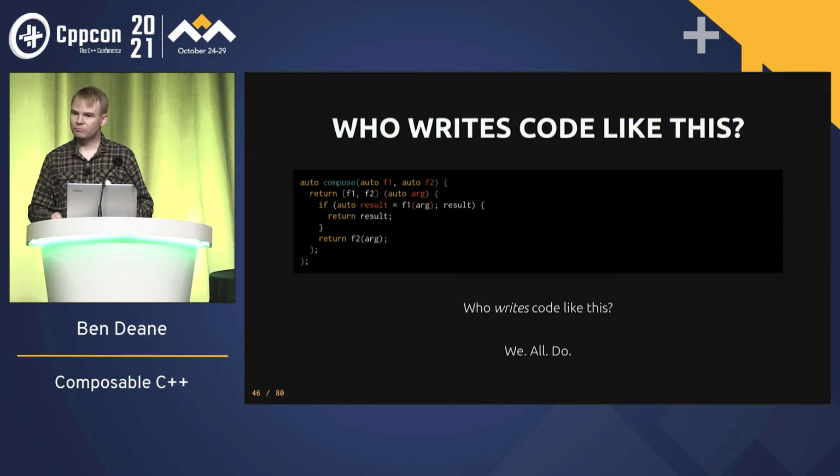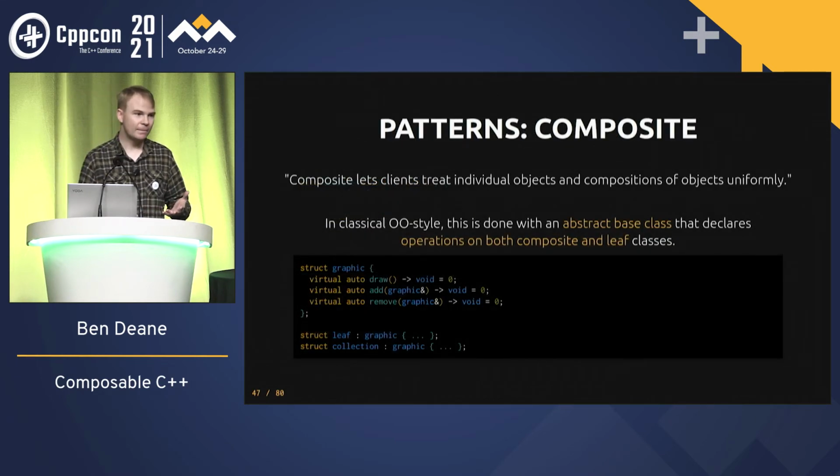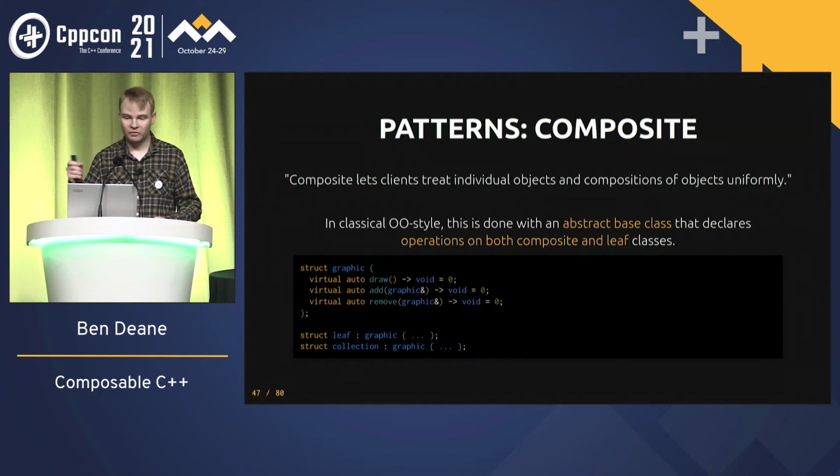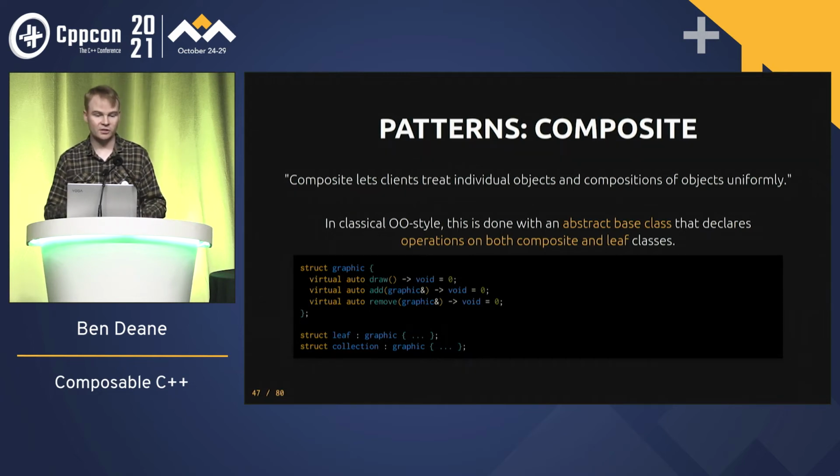So talking of objects and patterns, the poster child for composable patterns is, strangely enough, composite. And in the Gang of Four book, this is what it says: composite lets clients treat individual objects and compositions of objects uniformly.